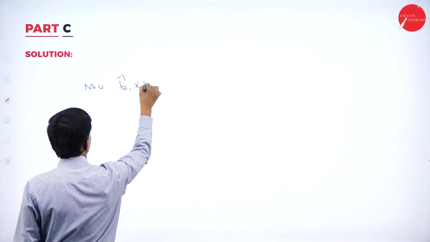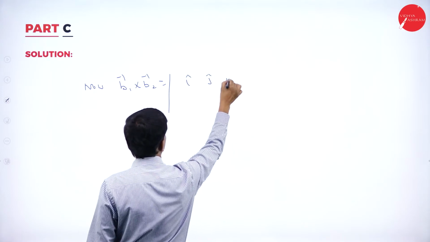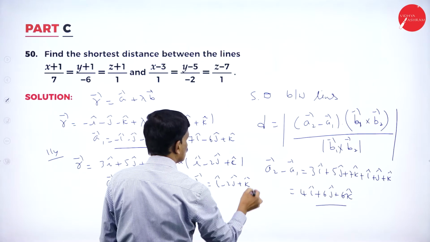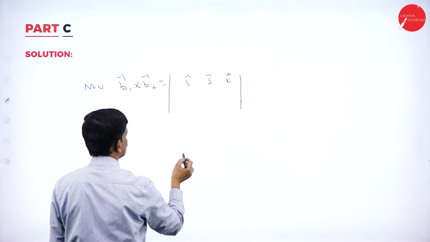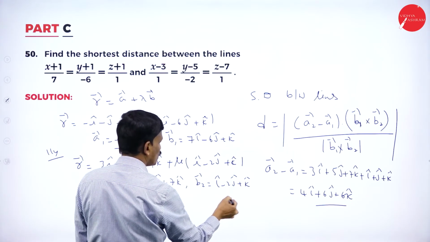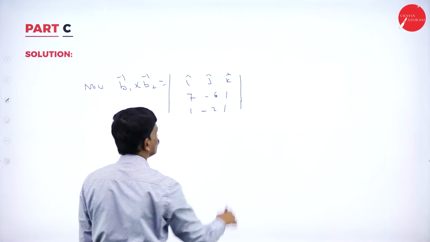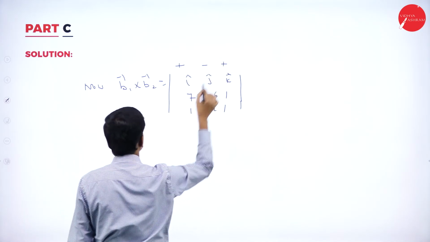Now vector b1 cross b2 is equal to the determinant of i, j and k. What are the b1, b2 vector coefficients? So we have b1 as 7, minus 6, 1. For the b2 vector, b2 is 1, minus 2, 1. Simplify this. Now expand with plus, minus and plus.